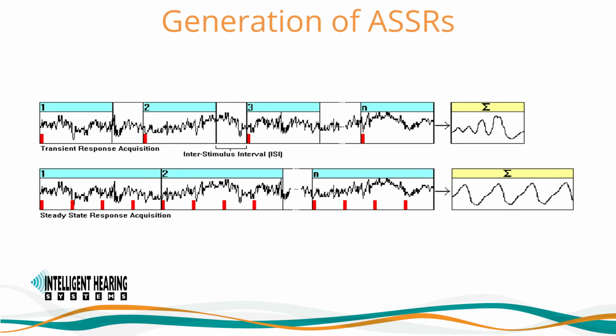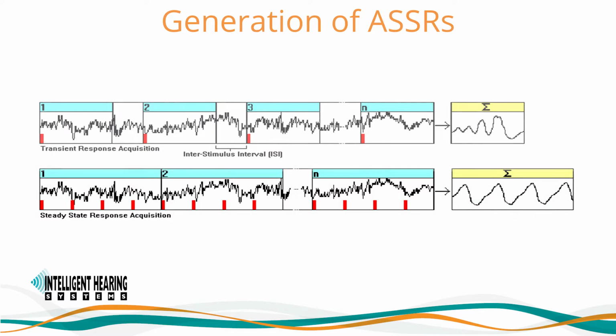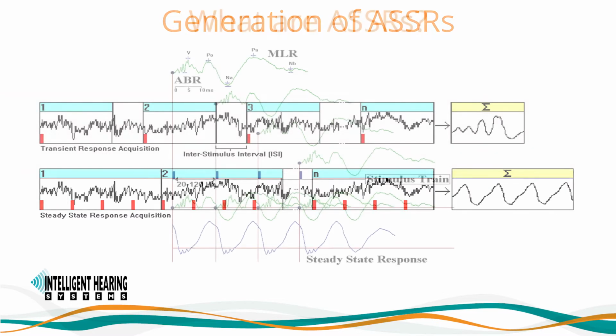ASSRs are evoked potentials elicited by the presentation of either continuous tonal signals or fast-rate short-duration sounds. While an AEP, like the ABR stimulus train shown on the top graph, presents a single stimulus per sweep, an ASSR stimulus train, as seen on the bottom graph, presents multiple stimuli per sweep.